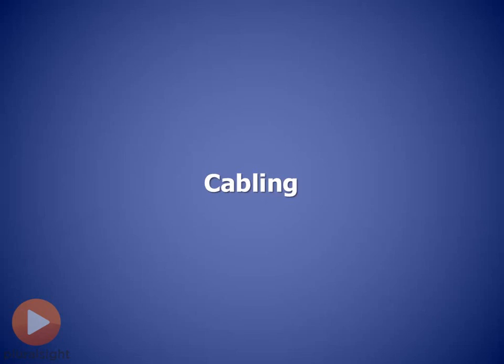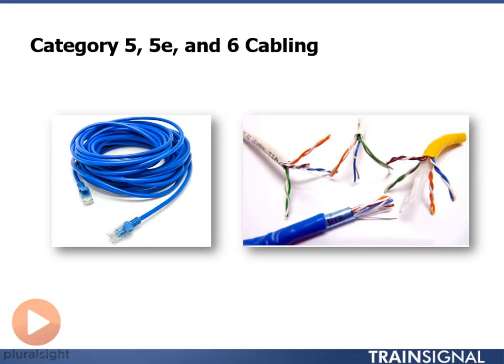Let's talk about cabling. Ethernet uses its own kind of cabling, and it's gone through several generations of cabling throughout its life. The most modern implementation of it, and the one that you see used most often, is these Category 5, Category 5E, and Category 6 cabling.